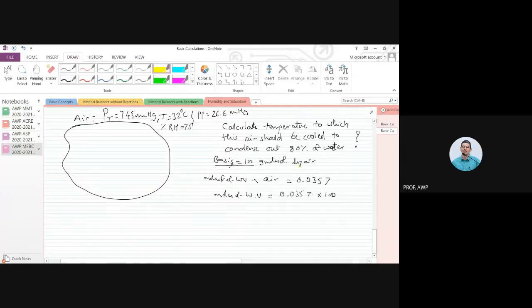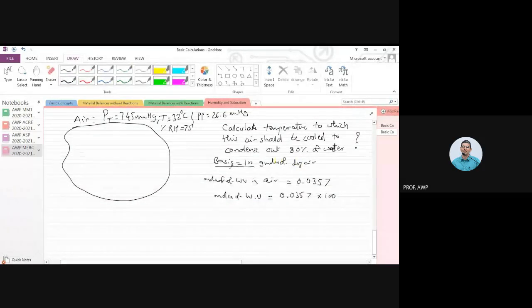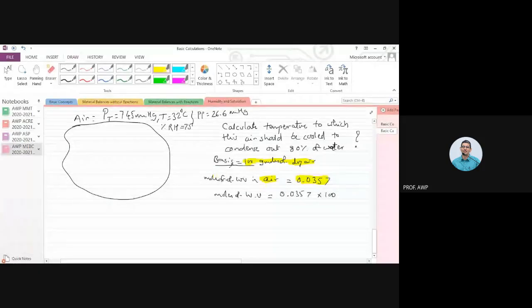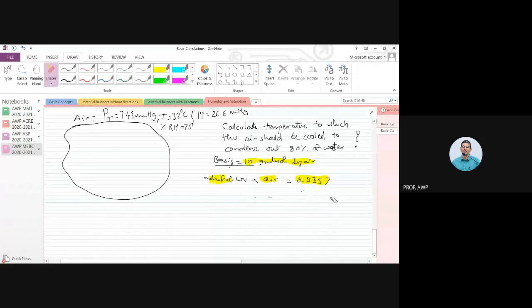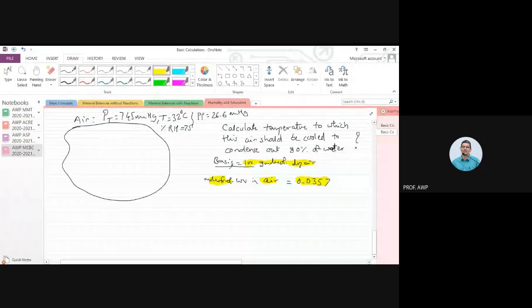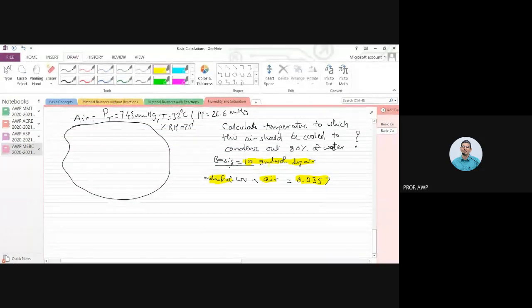What is your basis? Your basis is 100 moles of dry air, yes, sir. Whereas this 0.0357 is containing dry air as well as water vapor. It is the mole fraction in the air, right? Yes, sir. So then this is wrong. Now you tell me. Prajyot, tell me how you calculated. Sir, just speak up. I'm writing for you.